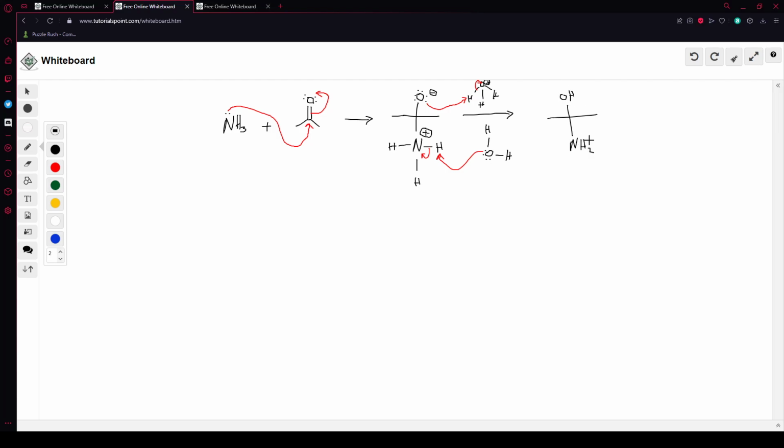So, yeah. And the same thing would go for aldehydes. If we had hydrogen here, we can just keep it here throughout the whole reaction, and that would be our product.